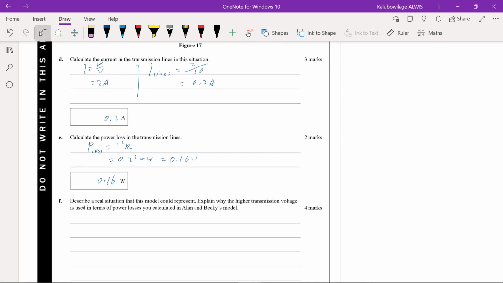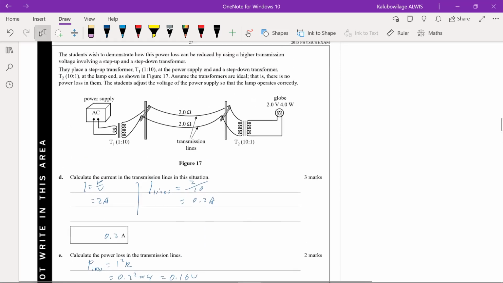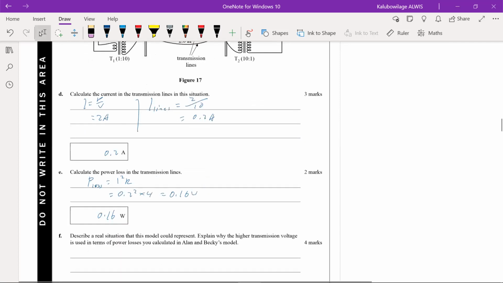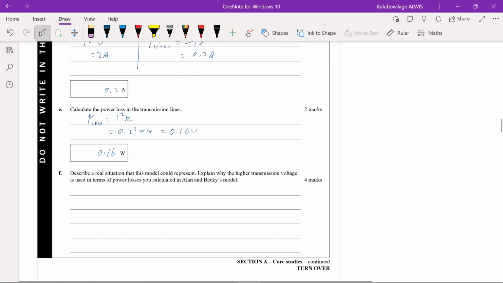Explain why the high transmission voltage reduces the power losses you calculated. Okay, describe a real situation: transmitting power over long distances.